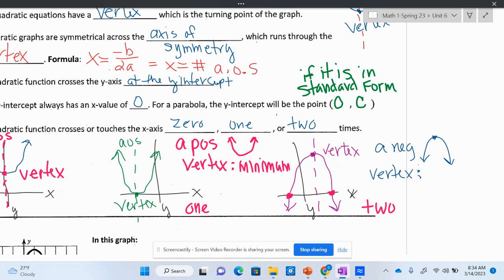Do you guys know what the opposite of minimum is? It's a maximum. It's important to know that because when we do word problems, it's going to say, what is the highest point? Or what is the lowest point? When you see the words highest or lowest, it means, hey, find the vertex. That's what it's asking you, okay?